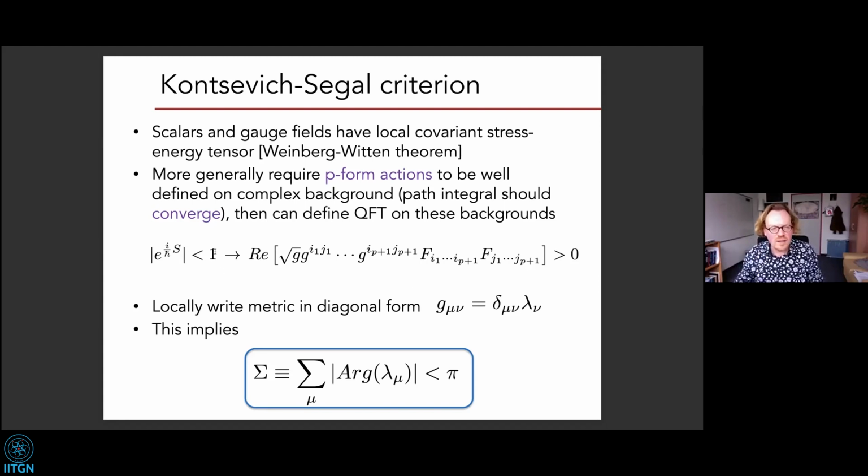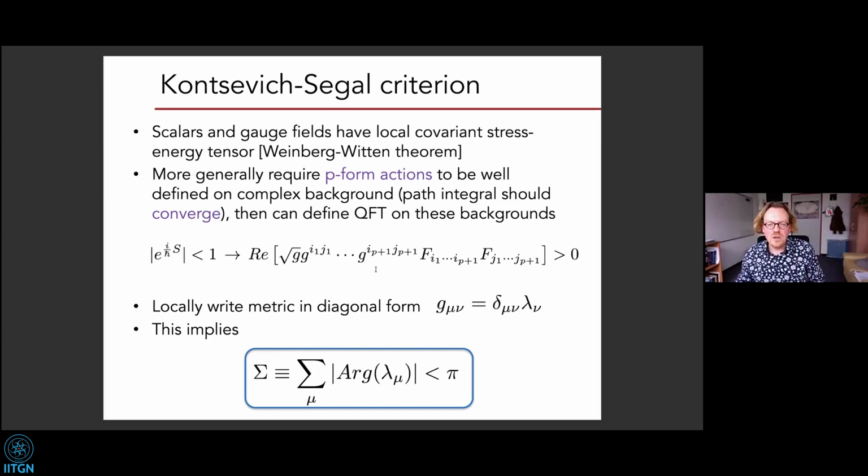But if you now write the gauge field action, the kinetic term, you see what it means is that the real part of this Euclidean kinetic term must be positive. So the weight goes as e to the minus this term. And if this term is positive, then the magnitude is less than 1, and then the path integral over these fields will converge. Now this should be true for any p, for any gauge form, up to the maximum allowed in the dimension that you are in. Because if this is true for every p, then you can write any quantum field theory on this background and it will be well defined.